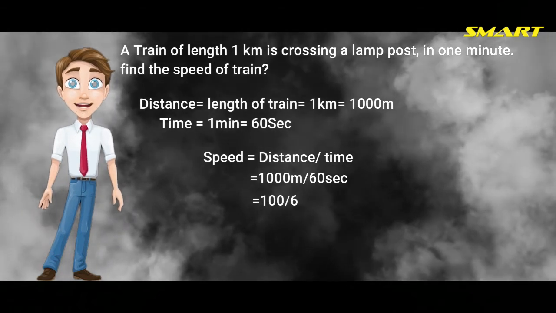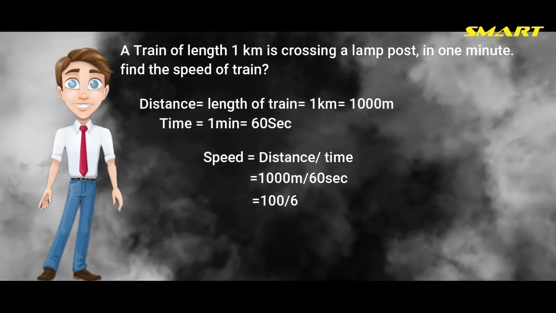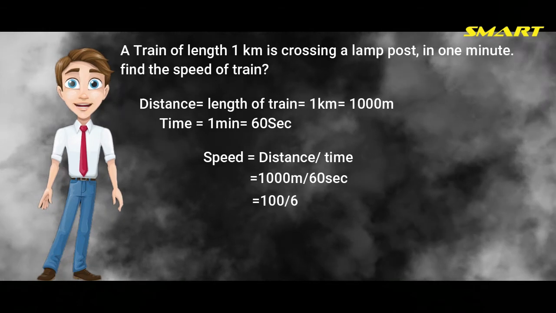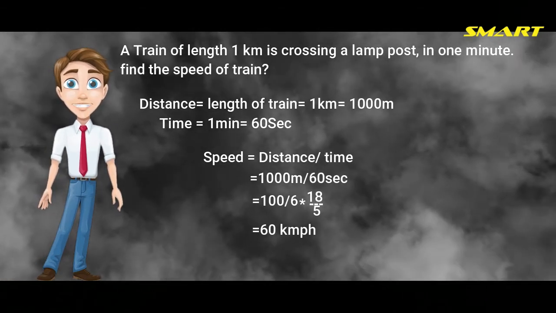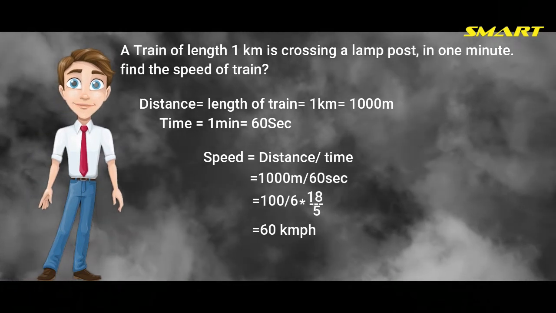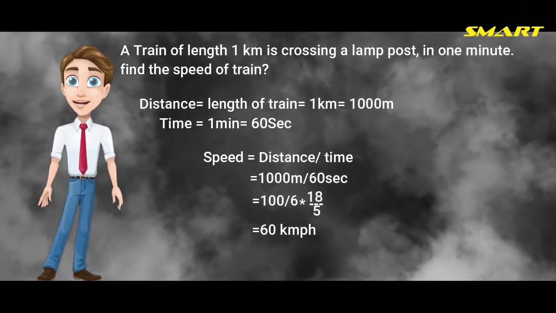We have to convert it into kilometer per hour. For that, we are multiplying that with 18 by 5. So we'll get an answer as 60 km per hour. Now we can try to solve another question.